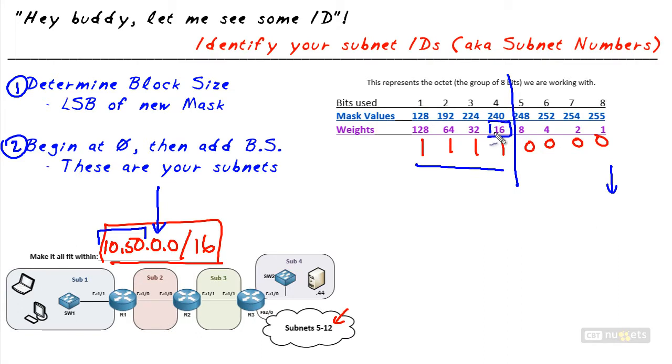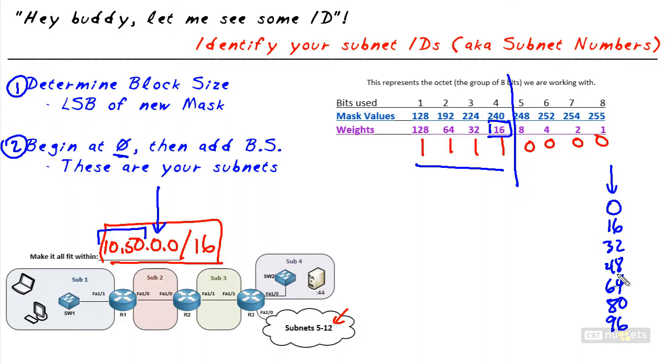So you're going to put a box around that to remind you that that is the block size. You're going to begin at 0, and here's our subnets. They are 0, and 16, and 32, and 48, and 64, and 80, and 96. 1, 2, 3, 4, 5, 6, 7. Okay, so that's the first 7 subnets.